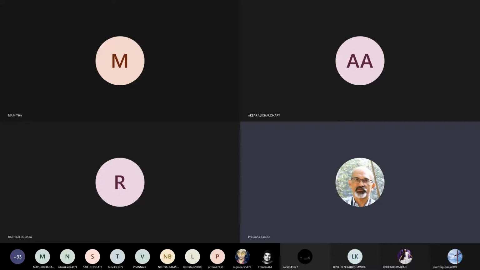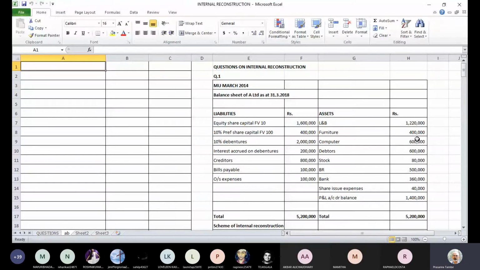Okay, so good morning everybody, and we are back to the internal reconstruction with the first question on this topic. In the first question, we will first discuss the details, then we will pass the necessary entries, and then we will prepare the capital reduction account which is required for this purpose.